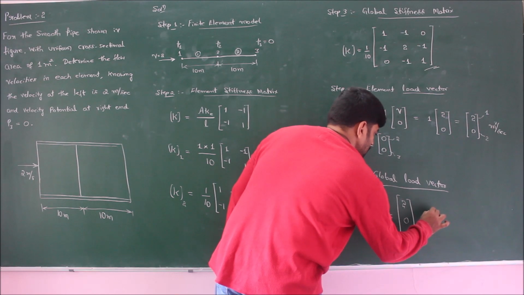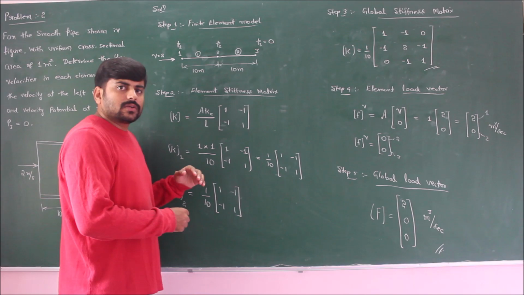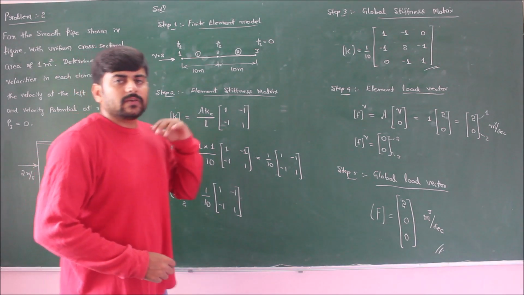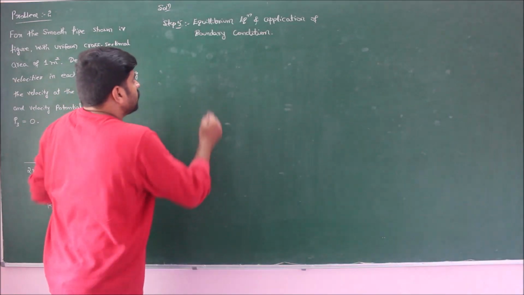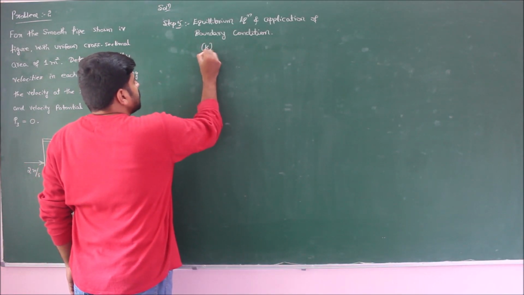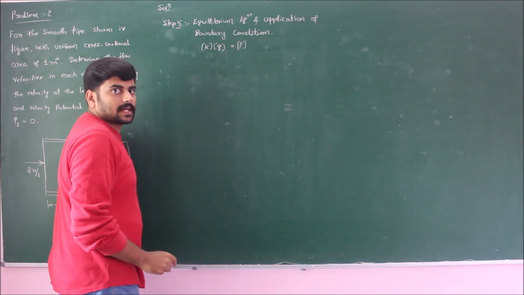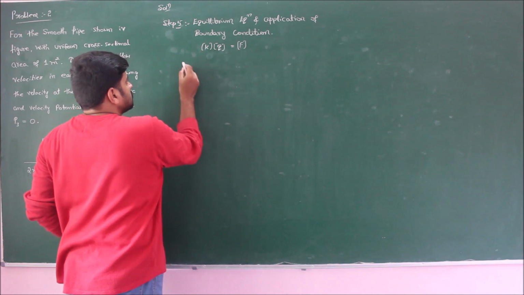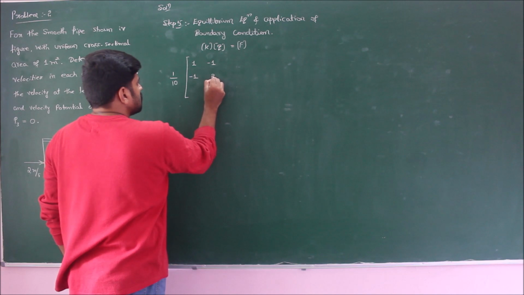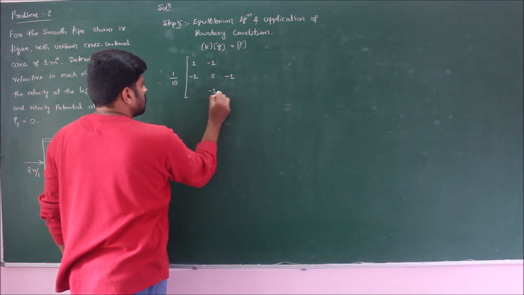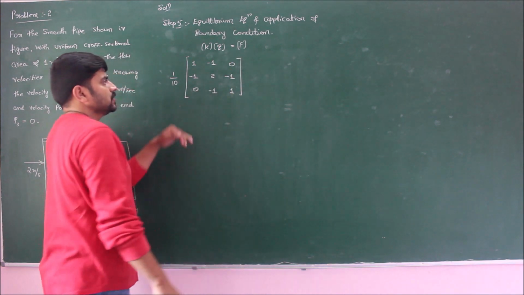Unit is meter cube per second. Next, moving on to step 6, that is equilibrium equation and application of boundary condition. The equilibrium equation is K matrix into Q matrix is equal to global load vector. The global stiffness matrix is 1 by 10 times [1, -1; -1, 2, -1; -1, 1], with zeros on the unfilled positions.